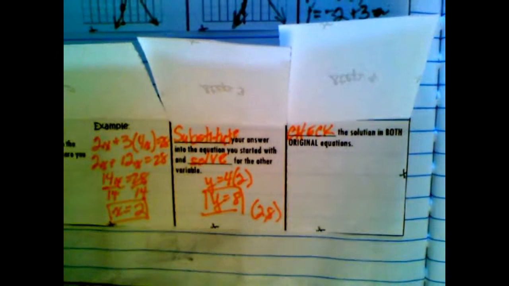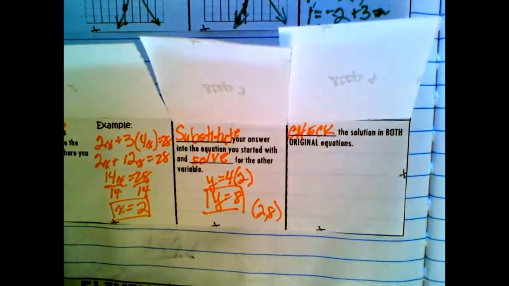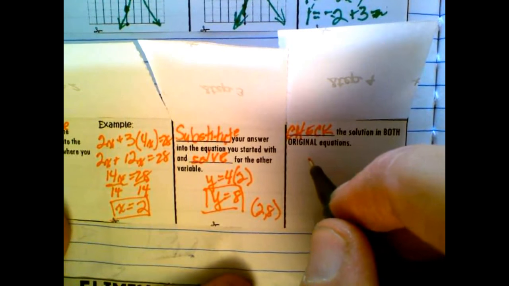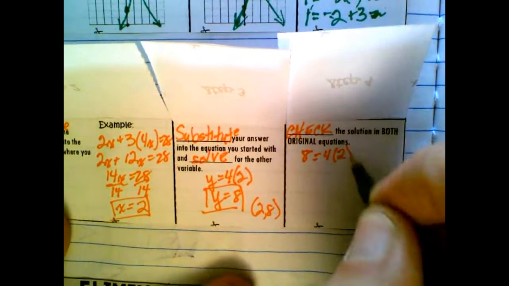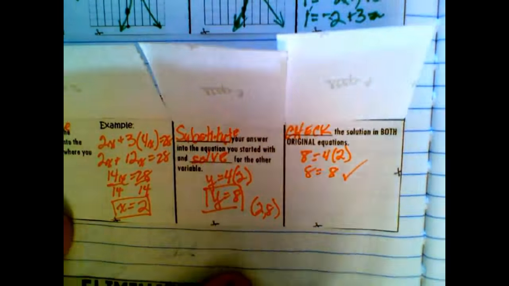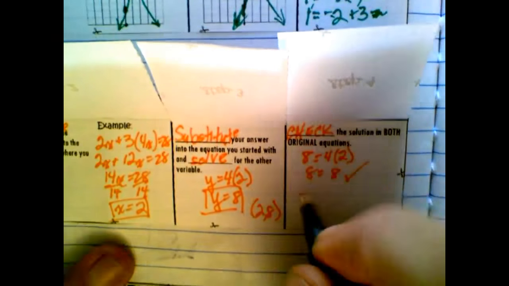If we're right, then when we check the solution in both original equations, we're going to see, take the first one that says y equals 4x. So I'm going to say, does 8 equal 4 times 2? So let's simplify this 4 times 2. 8 equals 8. Okay, good job there. Pretty satisfied.